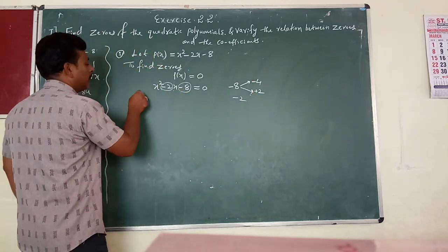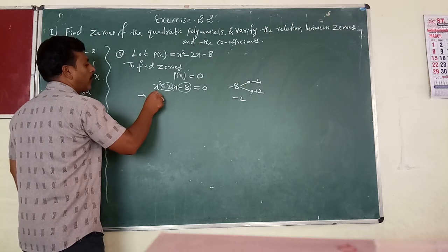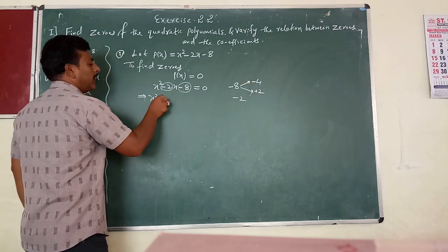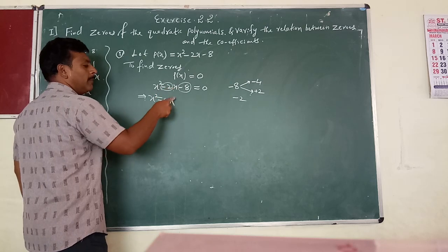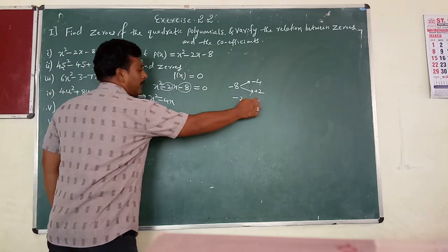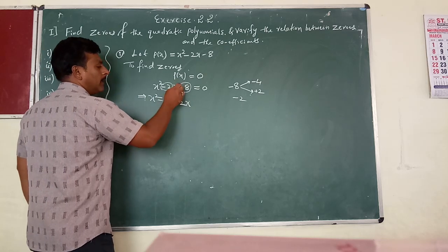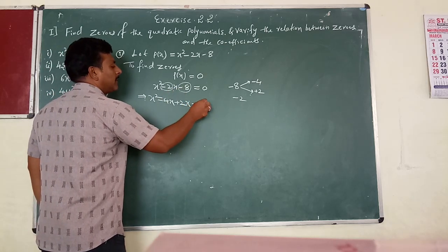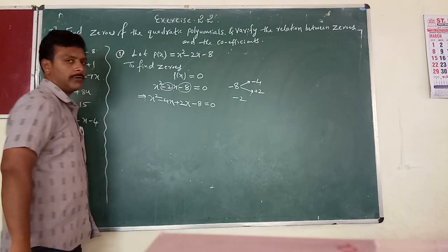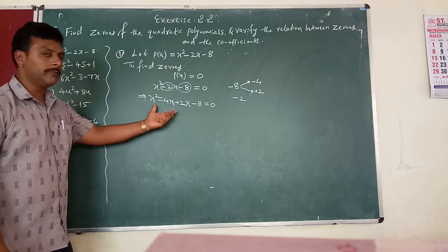I am going to substitute here x square, and this is minus 4x. The same variable has to come. Next I am taking plus 2, the x variable only has to come. The last term remains as it is, minus 8, equal to 0. The 3 terms now become 4 terms.